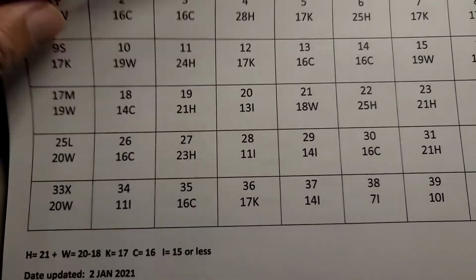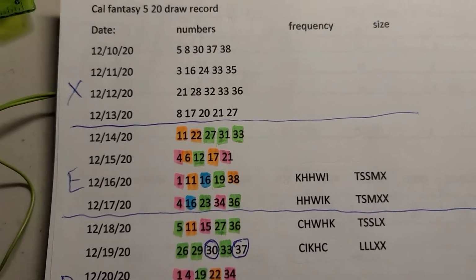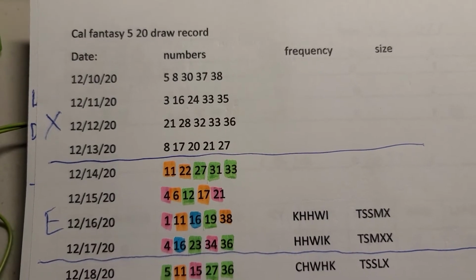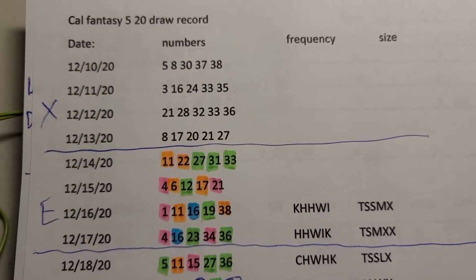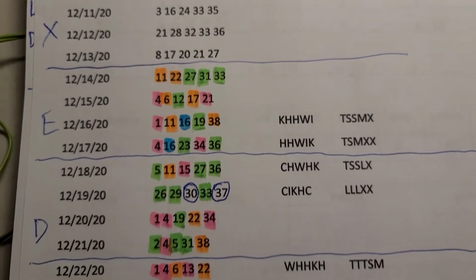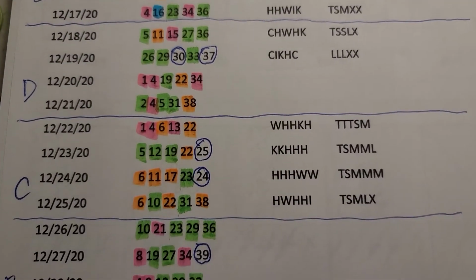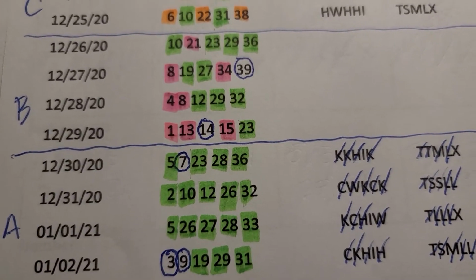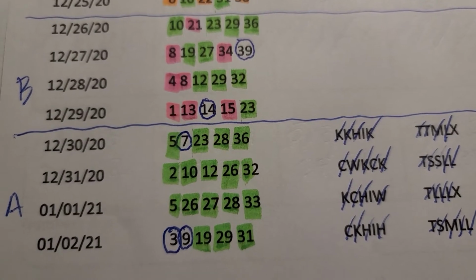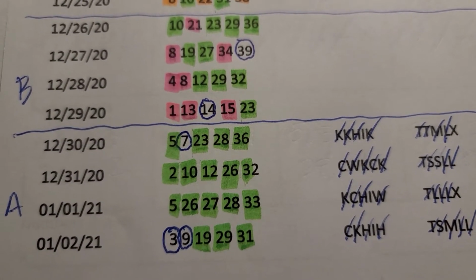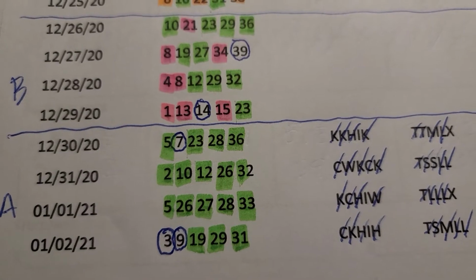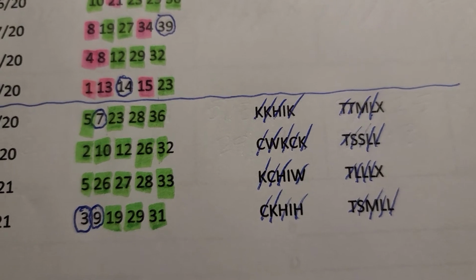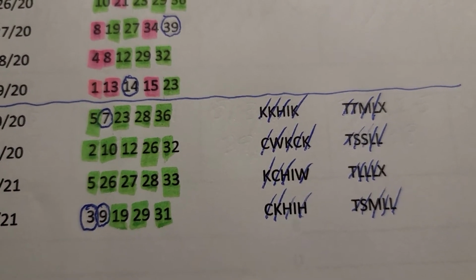The second number form that I use is the actual draw record, and it contains the date and the numbers that were drawn. And this is me working it. This is for my most recent draw. It involves today's draw, which was 3, 9, 19, 29, and 31. And here are the number profiles based on the frequency and the number size.